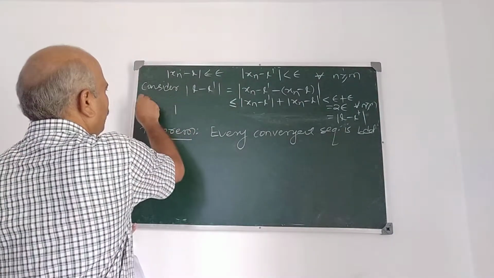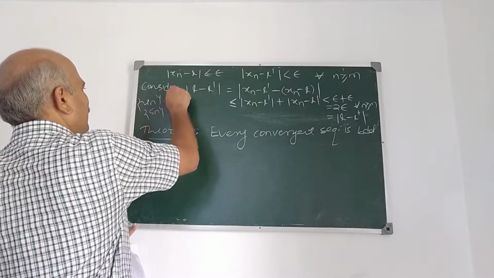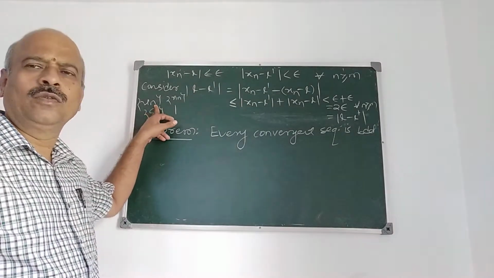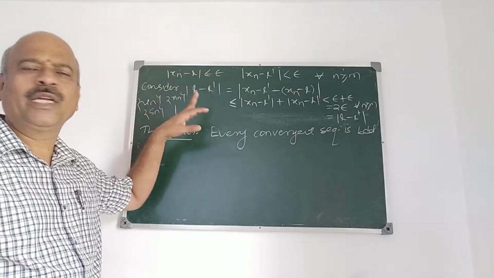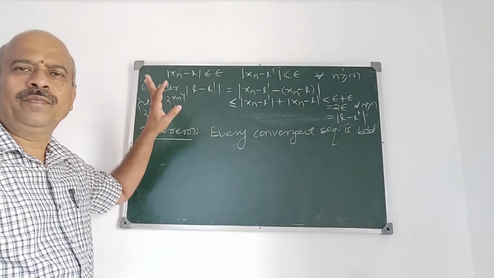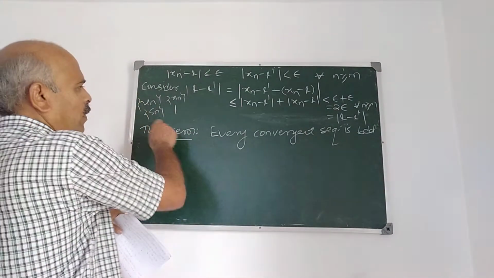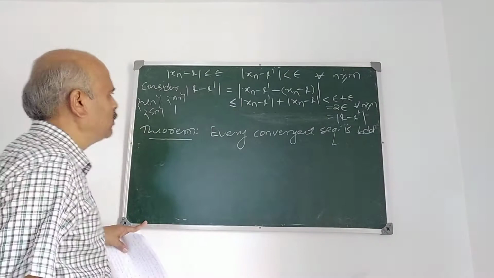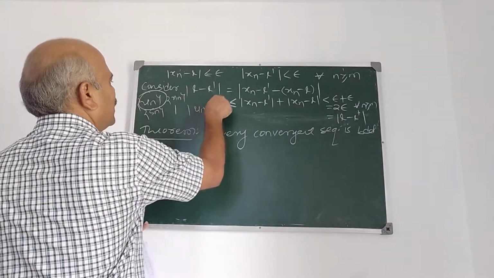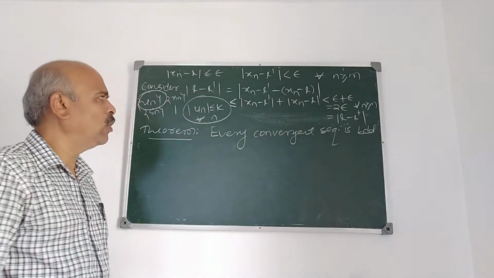A sequence UN, I may use different notations, UN, SN or XN, because different authors use different notations. In the examination you may get the sequence as SN, XN, UN or even AN also. So I use all these notations. Now, when do you say that a sequence is bounded? A sequence UN is said to be bounded if mod UN is less than or equal to K for all n. Then we say that the sequence UN is bounded.